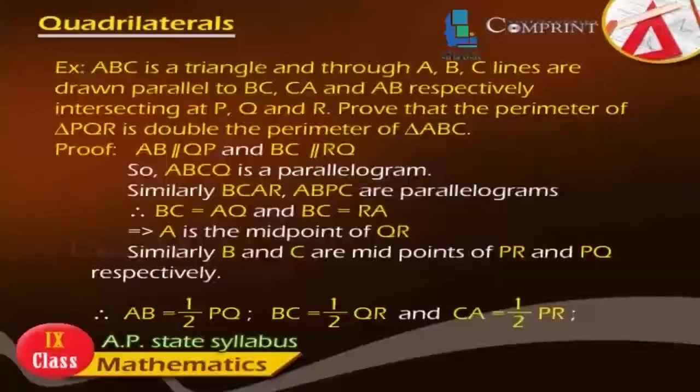Example: ABC is a triangle and through A, B, C lines are drawn parallel to BC, CA and AB respectively, intersecting at P, Q and R. Prove that the perimeter of triangle PQR is double the perimeter of triangle ABC.